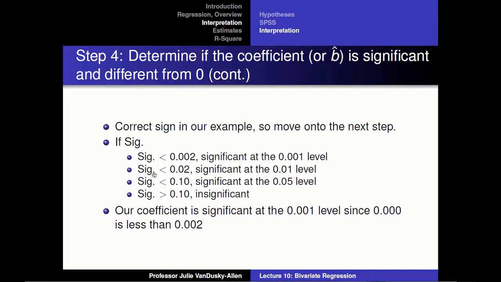If the sig value is less than 0.02, then the coefficient is significant at the 0.01 level. If the sig value does not meet this criterion, move on. If the sig value is less than 0.10, then the coefficient is significant at the 0.05 level. If the sig value does not meet this criterion, move on. If the sig value is greater than 0.10, the coefficient is insignificant and indistinguishable from 0.